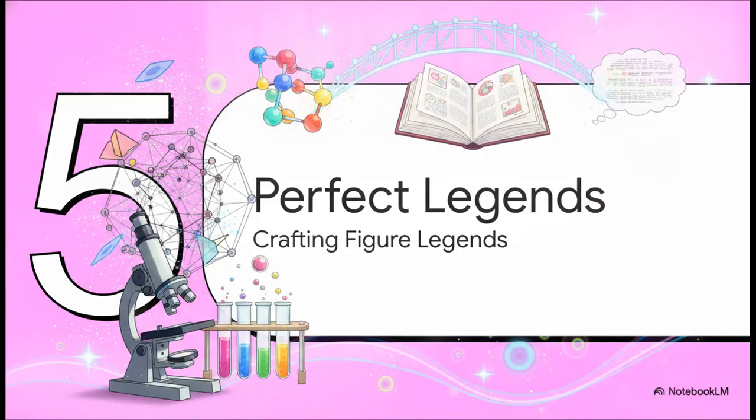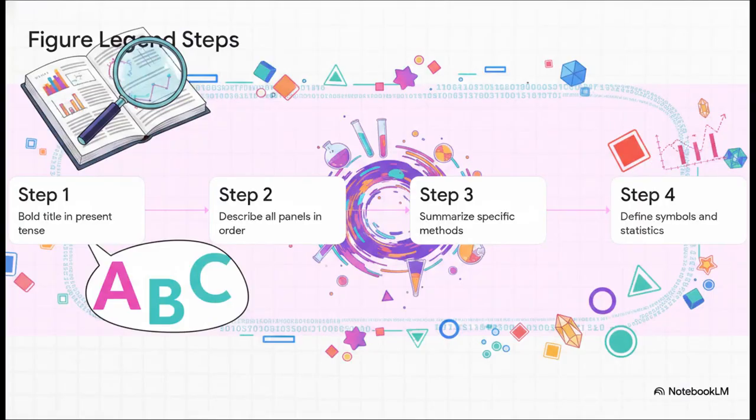And finally, Section 5, Crafting Perfect Figure Legends. A beautiful figure completely fails if the reader has no idea what they're looking at. The legend is that vital bridge between visual evidence and actual comprehension. So here is a simple 4-step formula that serves as your roadmap. First, start with a bold, present-tense title that clearly states the main finding.